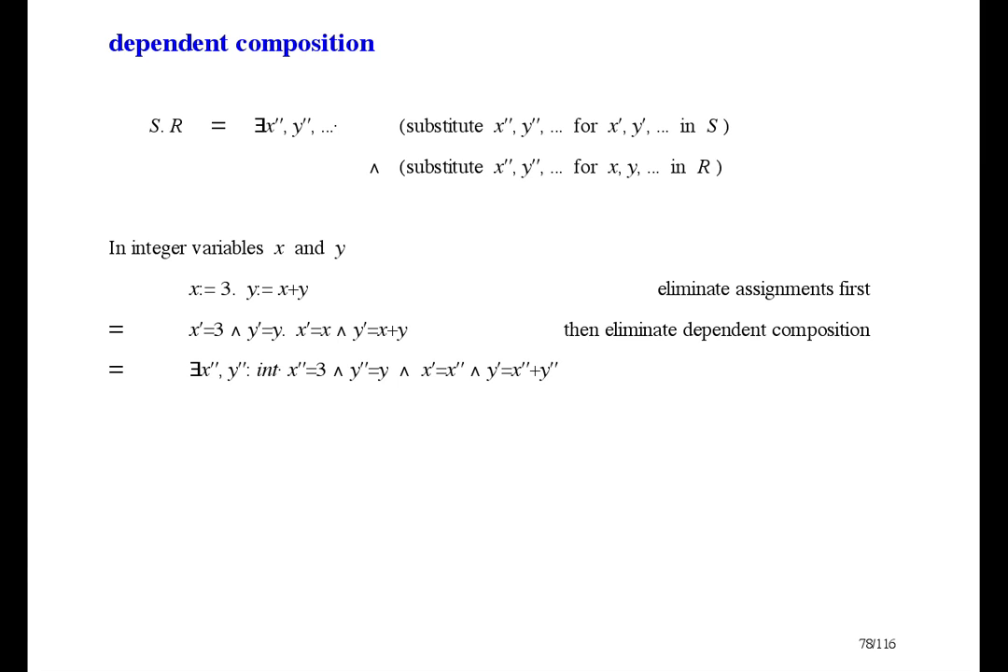Now we can use one point twice because we have exists with two variables and each one has an equation. So leave out the exists, leave out the equations, and write the rest, but replace the double prime variables with what they're equal to. And so x ends up 3, and y ends up 3 plus the initial value of y. And that's exactly what you knew the assignment said.